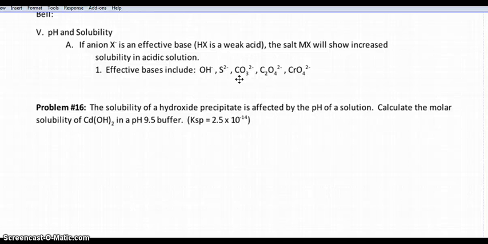So let's look at problem number 16. We need to set up just like what we did before and find your dissociation equation, and this time incorporate this pH of 9.5. If the pH is 9.5, then you know that pOH is 4.5, and from there you can calculate your hydroxide concentration, and then it's just like the problem before. So why don't you go ahead and pause this, work on the problem yourself, and then come right back.